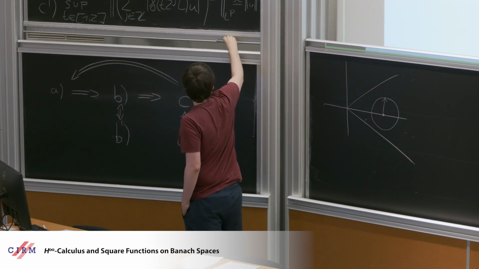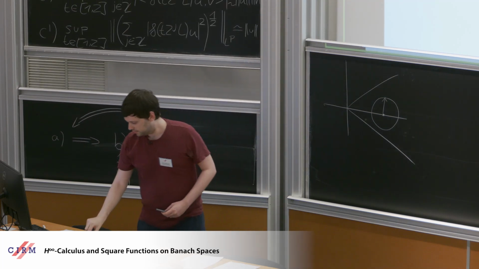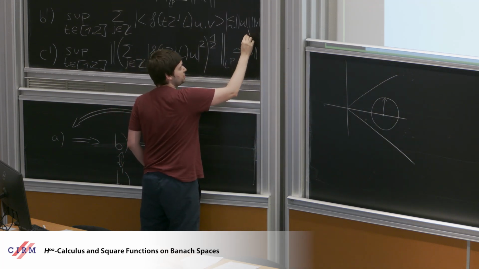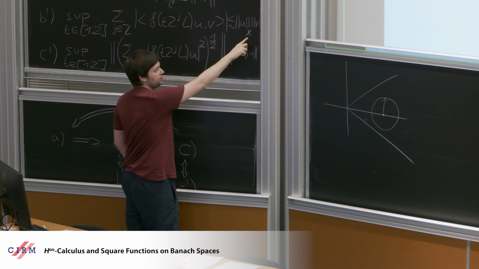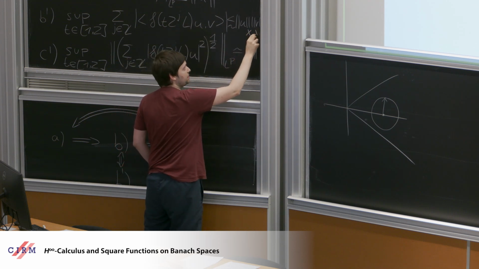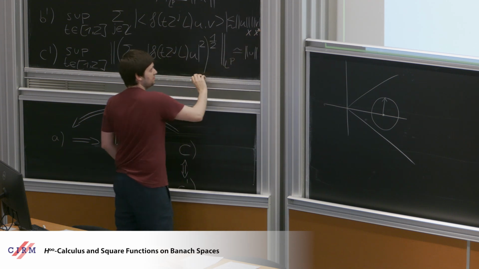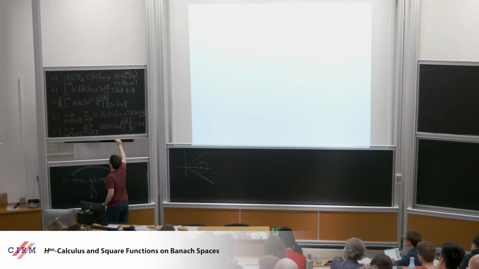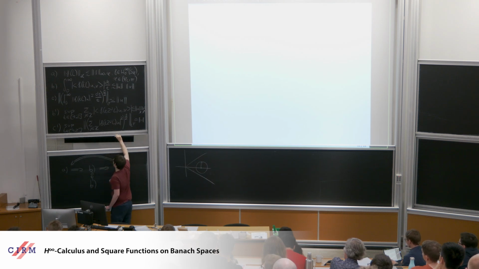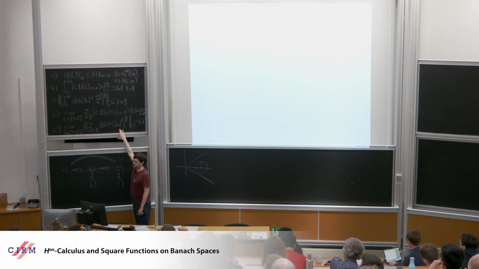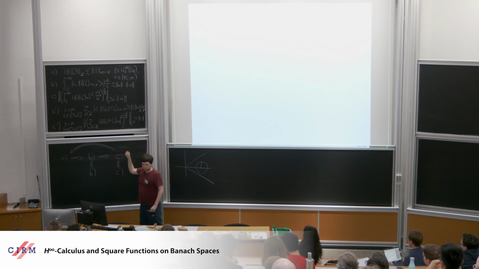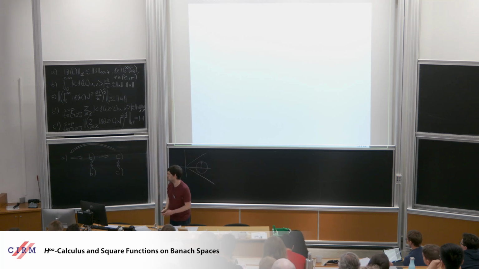B prime is also completely fine in general Banach spaces, right? So u will just be an element of the Banach space X, and v will just be an element of the dual X star. Where we run into a problem, of course, is C prime. This modulus makes absolutely no sense in a general Banach space. So the very first thing we want to do is describe what we mean by square functions in a general Banach space.